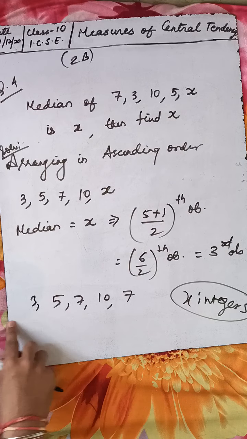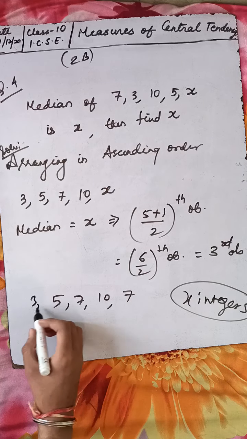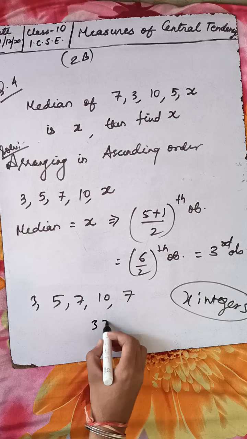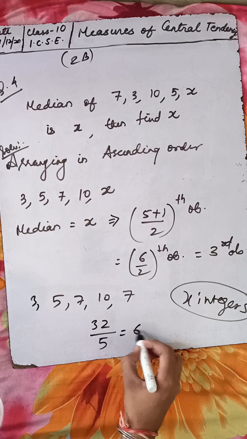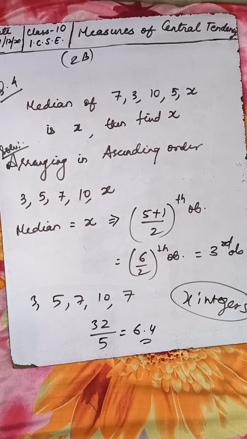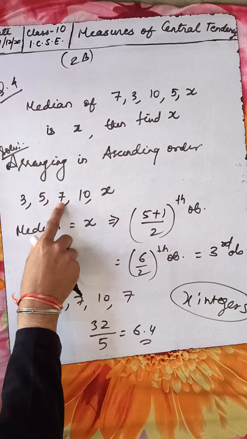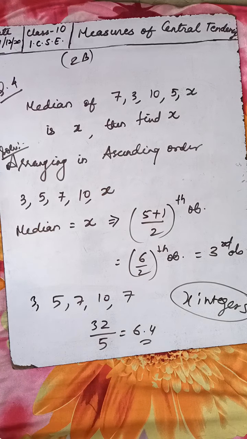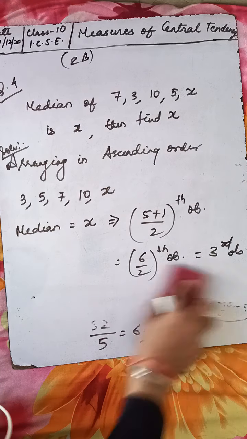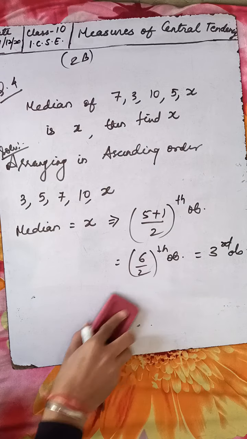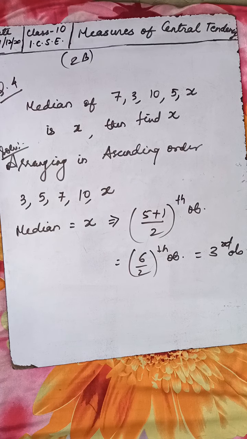If I calculate the mean of it, what will be the sum of the observations? 32 divided by 5, I'm getting 6.4 something. Now this is not an integer. So whatever 7 we are getting, that is the wrong answer. So we are going to do this question by some different logic.